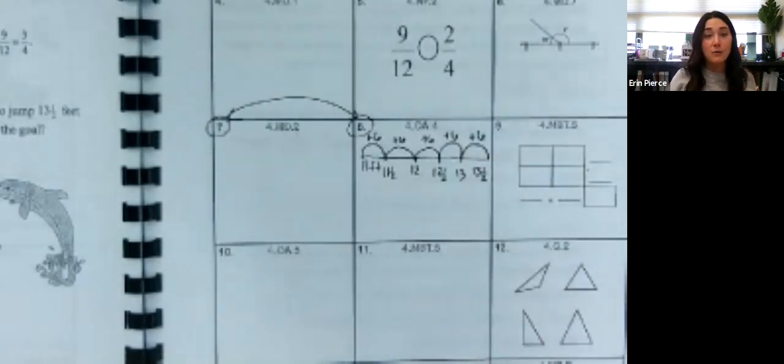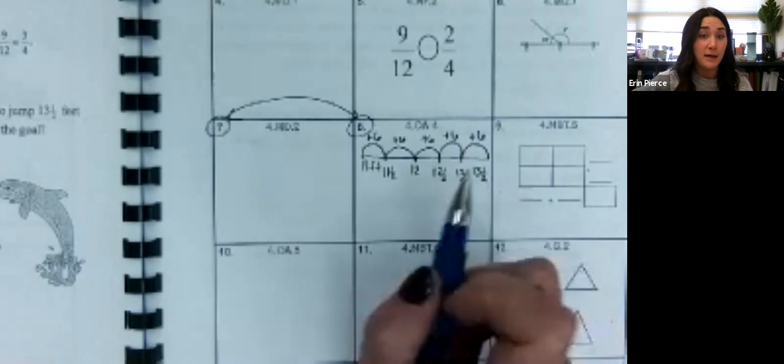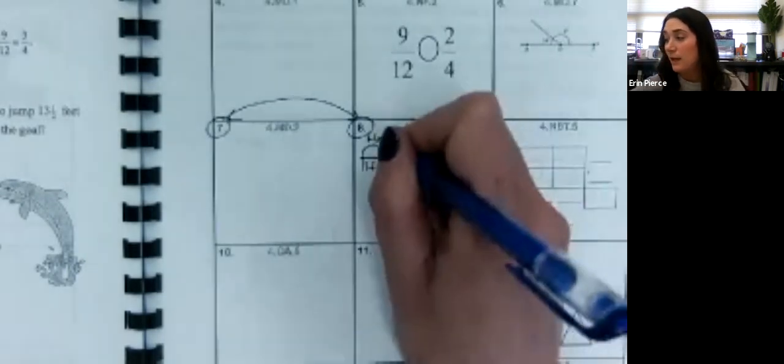So now we just need to add all of those 6 inches together. 6 inches plus 6 inches plus 6 inches plus 6 inches plus 6 inches. So basically I'm adding 6 5 times. Okay.